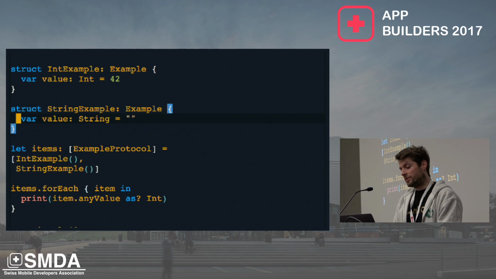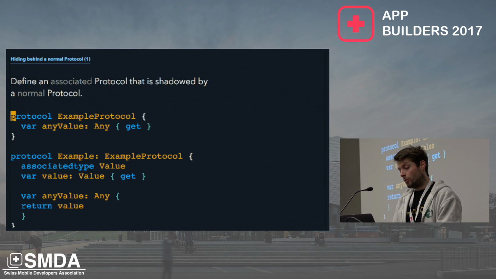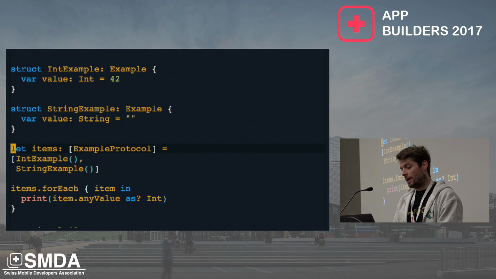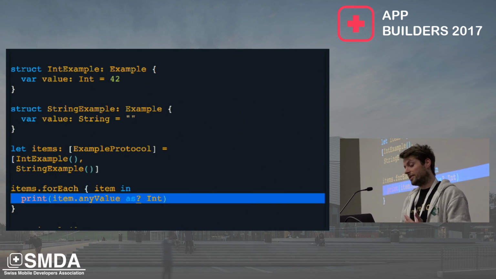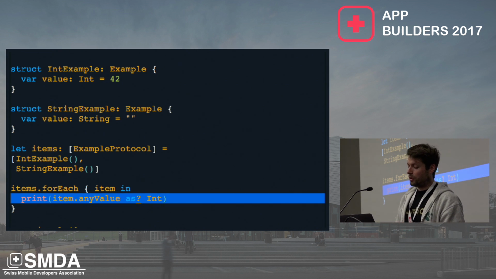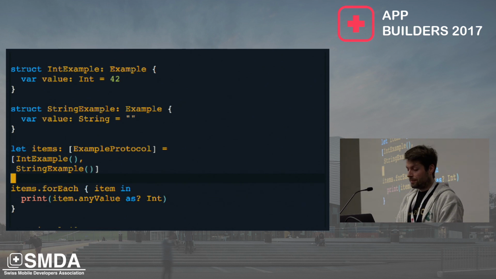So IntExample has associated types based on the ExampleProtocol, and StringExample too. But since we are hiding them behind this shadowing protocol, let's go back for a minute. We are hiding them behind this protocol here. Since we do that, we can actually add them to an array. And by doing that, we can iterate over them. And at runtime, we can do a dynamic cast to check, is it an Int or is it a String, and handle it accordingly. So in this case we use the associated type, but we use the runtime functionalities of Swift to handle them correctly.